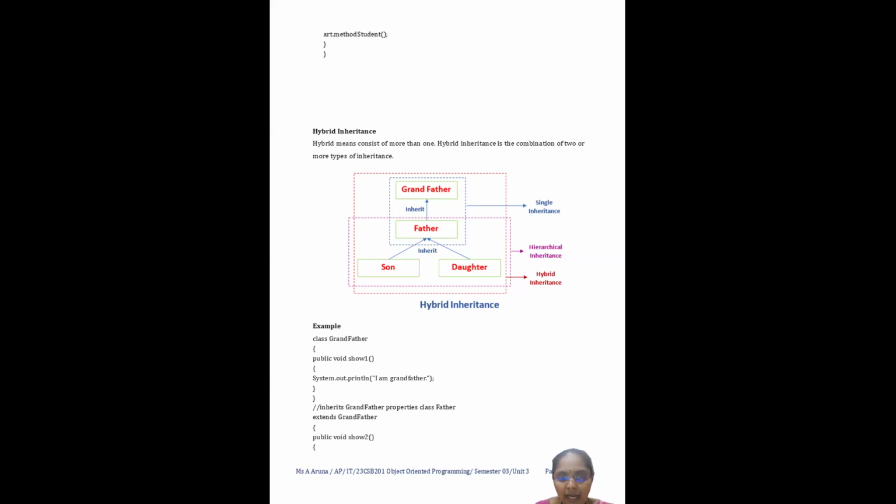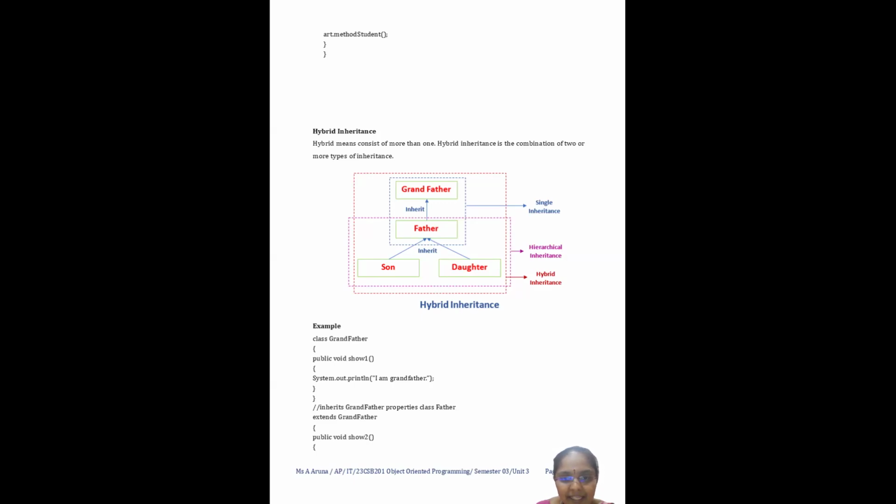So hybrid means it consists of more than one. Hybrid, in its general meaning itself, we can say is more than one. It is a combination of two or more types of inheritance. We can call it a hybrid. So while combining these two things, single and hierarchical, we can form hybrid inheritance. See here, I have a grandfather and a father, and the father has a son and daughter.